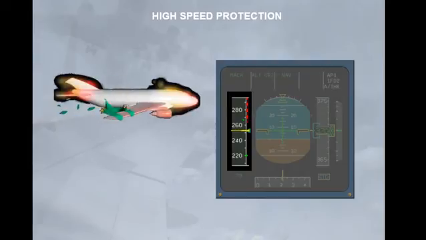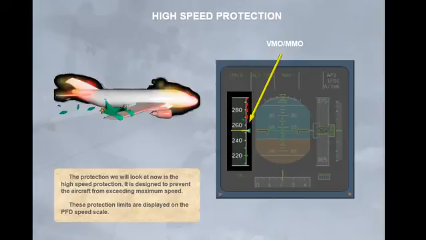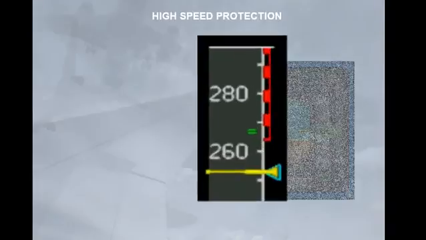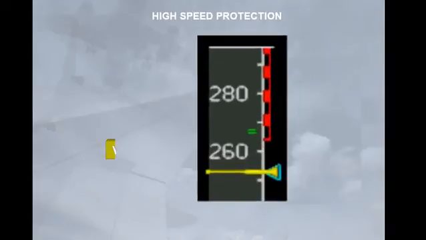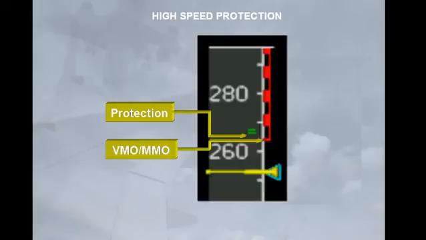The protection we will look at now is the high speed protection. It is designed to prevent the aircraft from exceeding maximum speed. These protection limits are displayed on the PFD speed scale. VMO/MMO is shown as the bottom of the red and black barber pole. Green dashes indicate the speed at which the protection is activated.